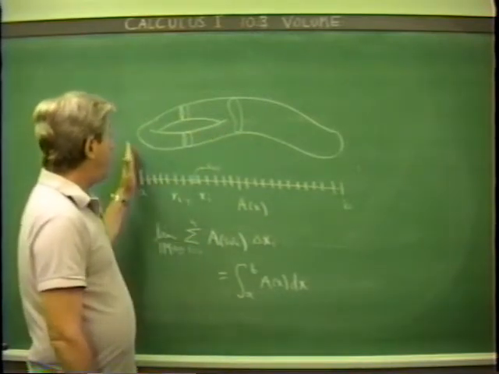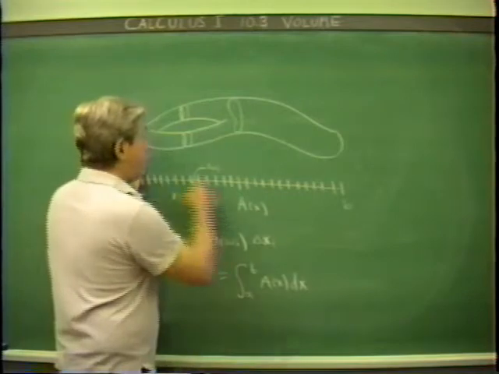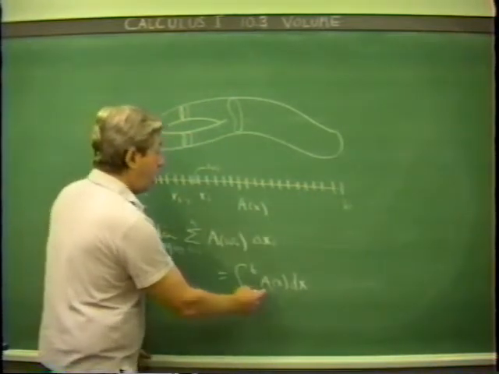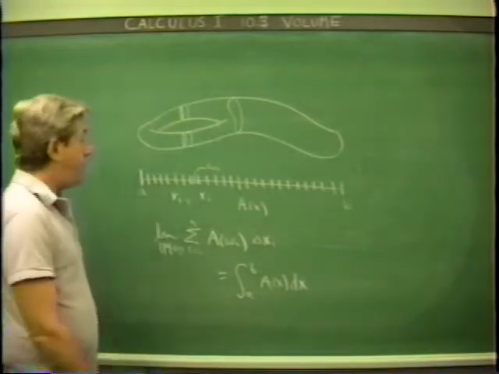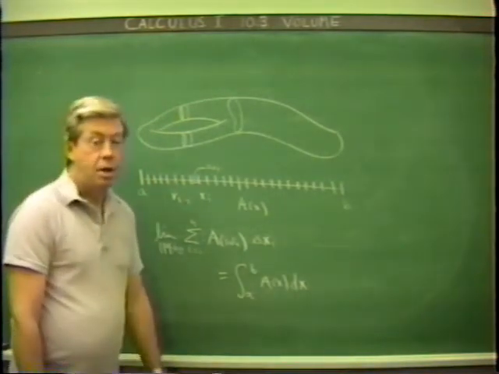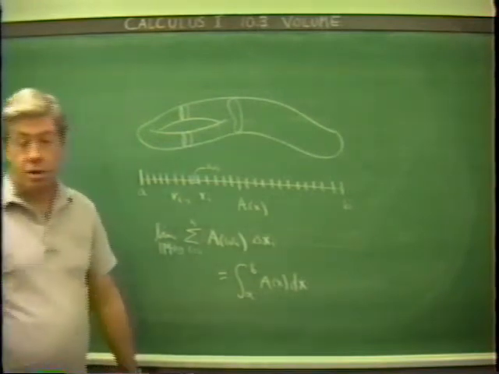So in order to compute the volume of the solid, if you know the cross-sectional area between the limits of the solid, between a and b, all you need to do is take that area and integrate it between a and b with respect to x. This will get you the volume. We'll be looking at some applications of this.